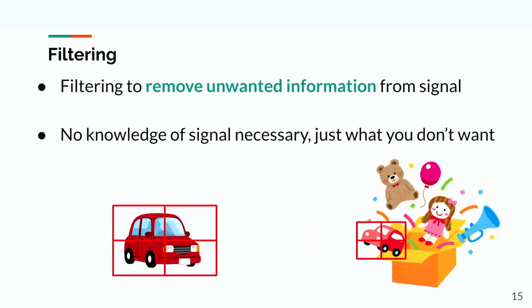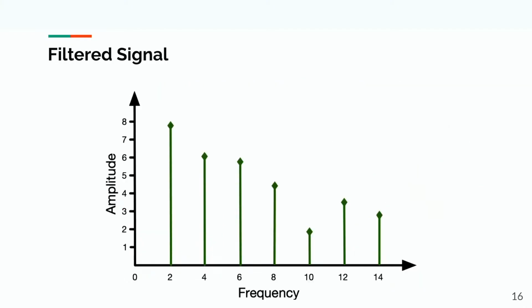The second concept is something called filtering, and filtering is used to remove unwanted information from the signal. You don't really need to know anything about the signal, you just need to know what you don't want. So here I've decided I just don't like cars. I don't like playing with cars. So whatever's in this toy box, I don't care, just don't give me a car. Fine. I was a very spoiled child.